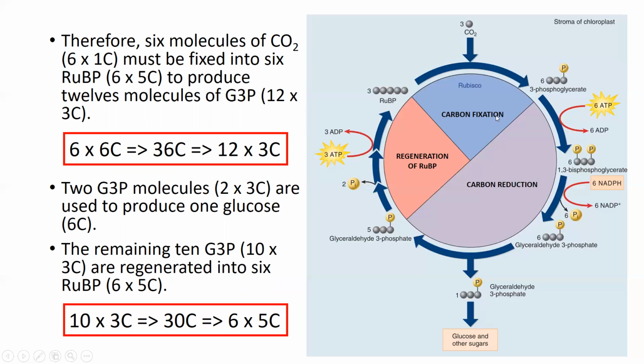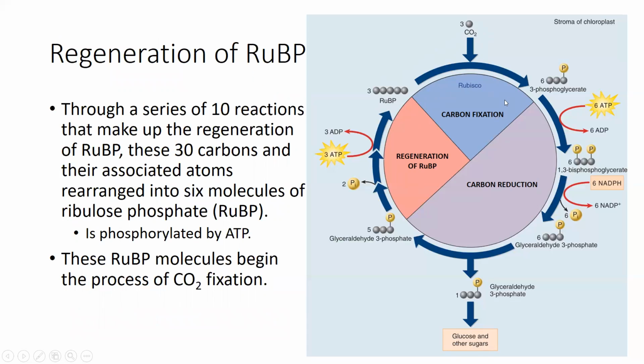So that means in order to produce 1 molecule of glucose, the plant requires to fix 6 carbon dioxide into 6 molecules of RuBP. In other words, 6 Calvin cycles are required. Okay, 6 Calvin cycles are required to produce 1 glucose molecule.